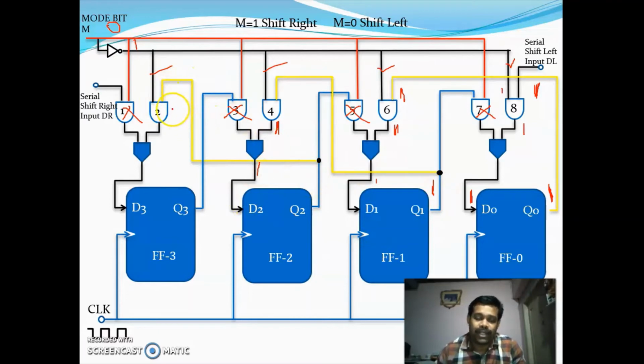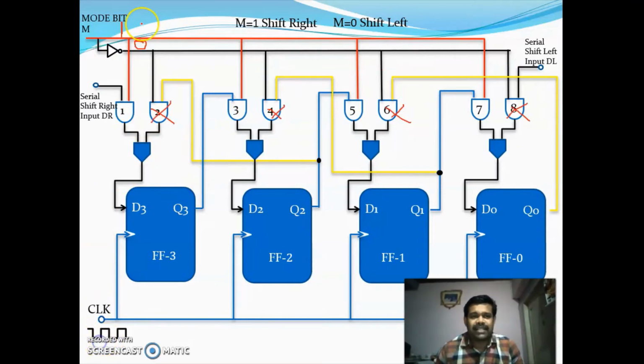So to the second AND gate. One of the inputs of this AND gate is 1, so both the inputs are 1. So it gives an output of 1. This is an OR gate. One of the inputs is 1, so it will give an output of 1 to the input of flip flop 3. So during the next clock pulse, we will be getting the output here. Okay, so data is shifted left.